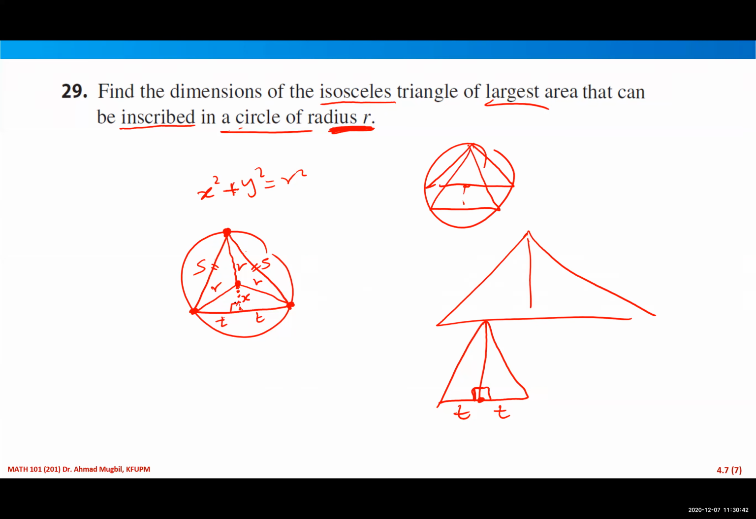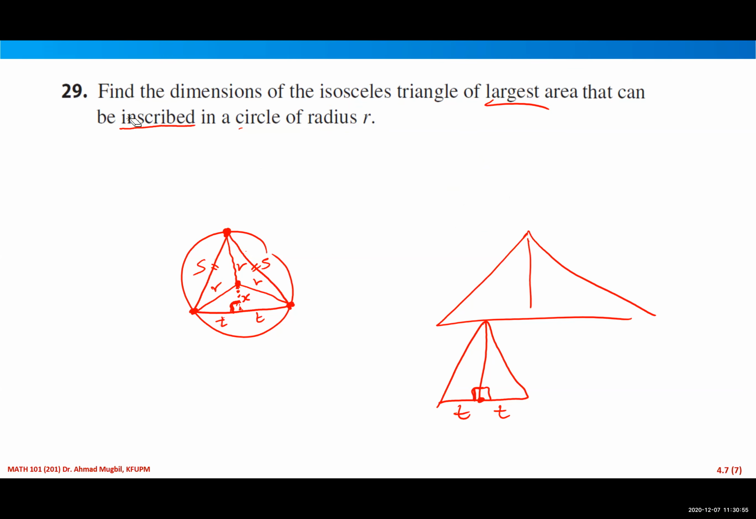Now, according to the Pythagorean theorem, Shabab, it will be easy to find the relationship between r, x and t. First of all, let's ask ourselves what we want to maximize or minimize. We want to maximize the area. Let's call it A, and we want to have it as an area of one variable. I don't know yet what this variable is, but I want it to be a function of one variable.